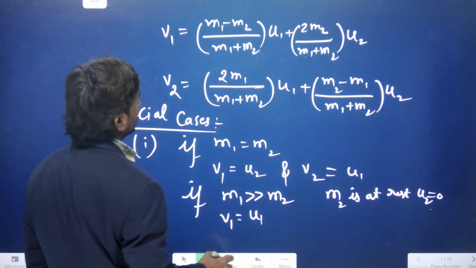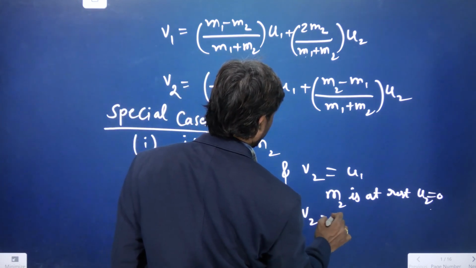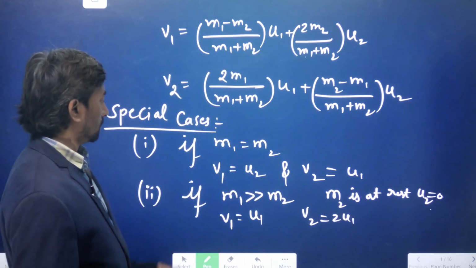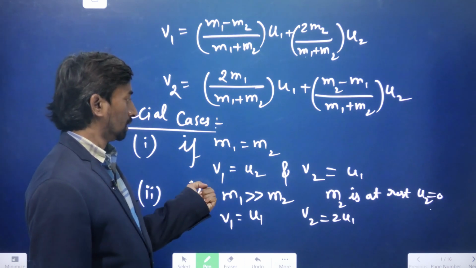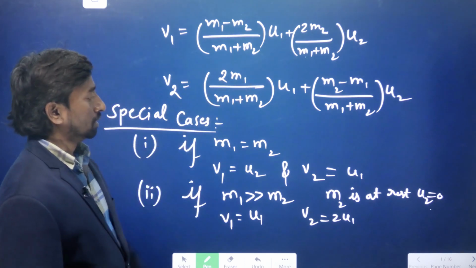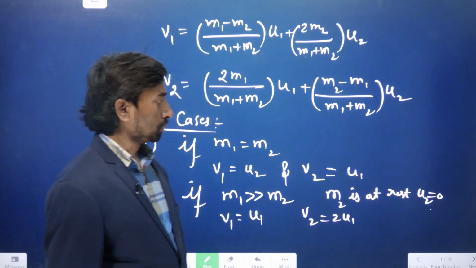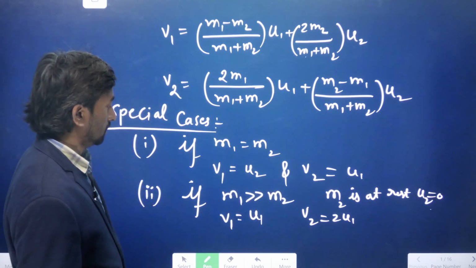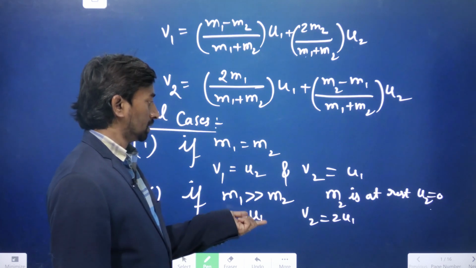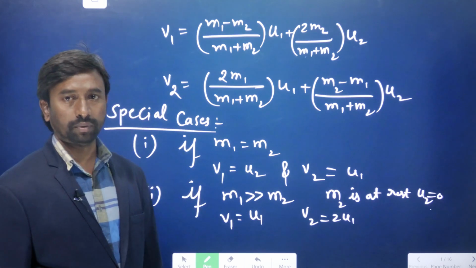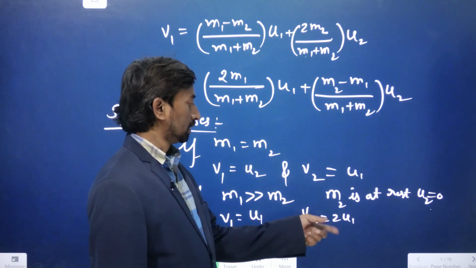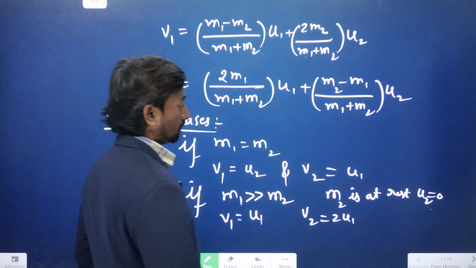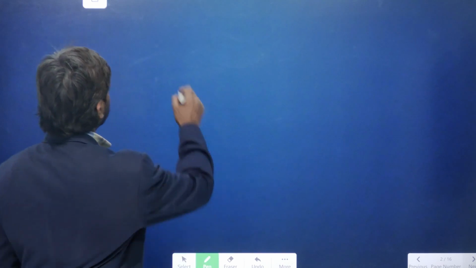So V2 is almost equal to 2 times U1. M1 is greater and it is moving with velocity U1, and M2 is at rest. Then the final velocity of the first body will become U1, that is, it keeps its initial velocity, and the second one becomes 2 times the initial velocity of the body. And next, the third case we'll see here.